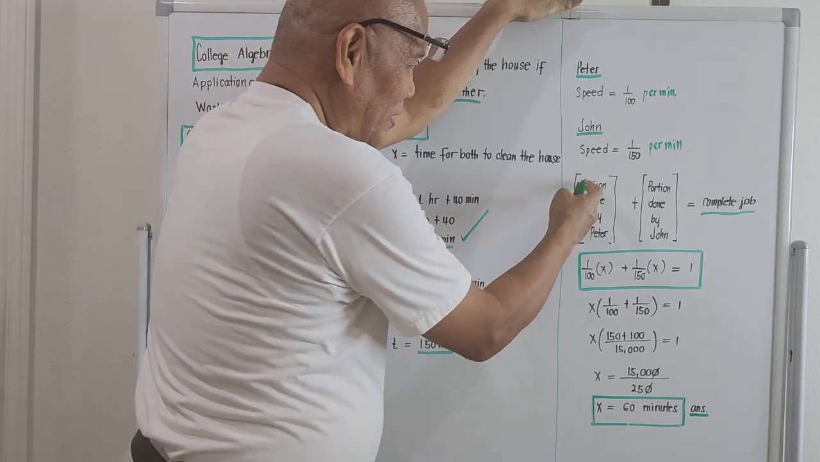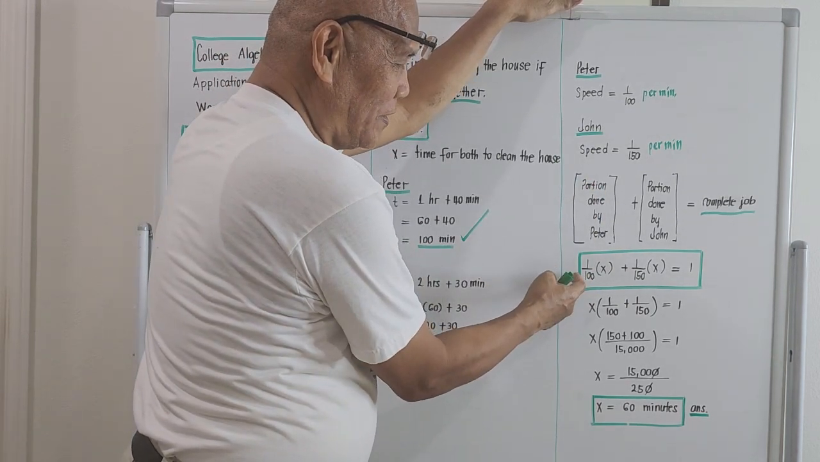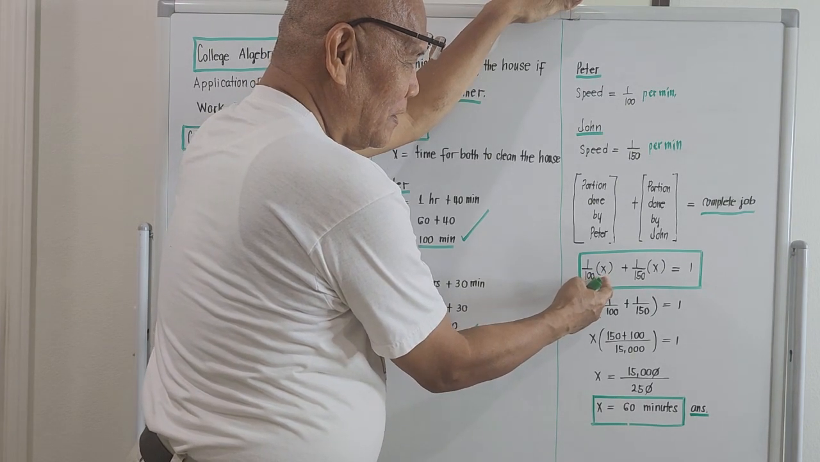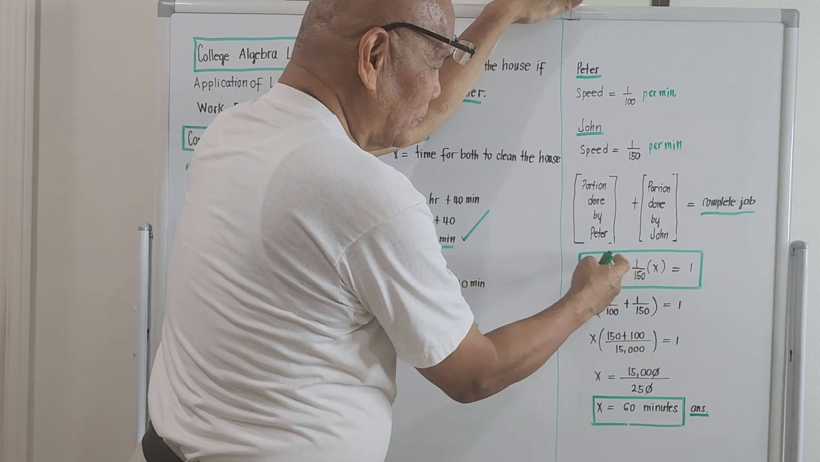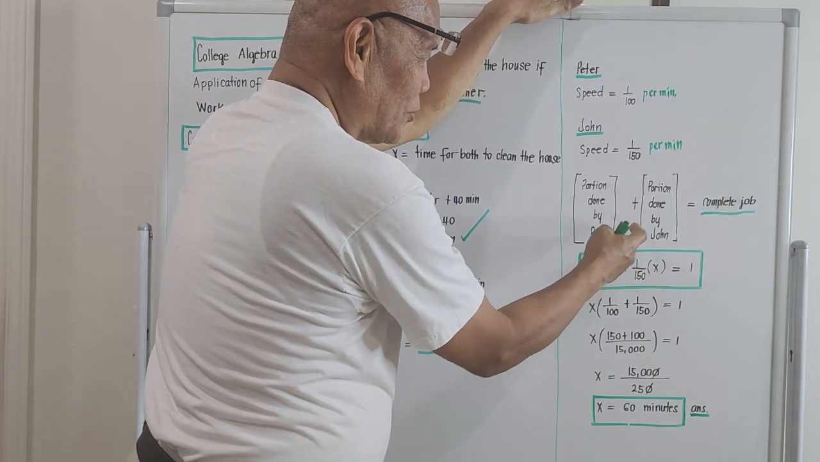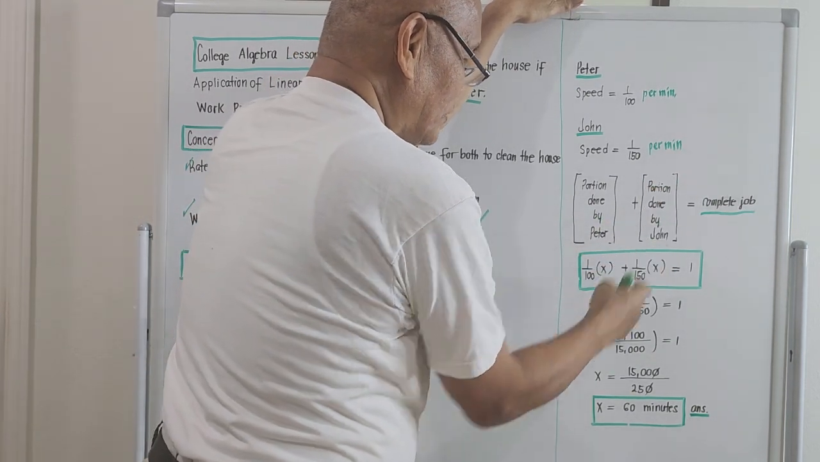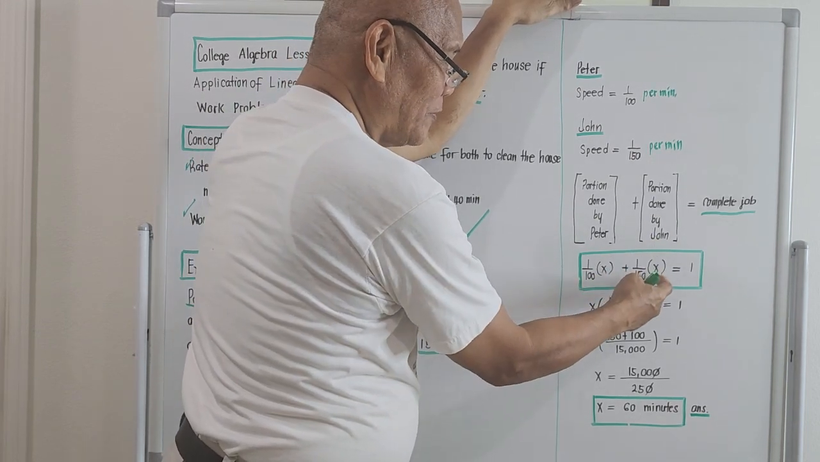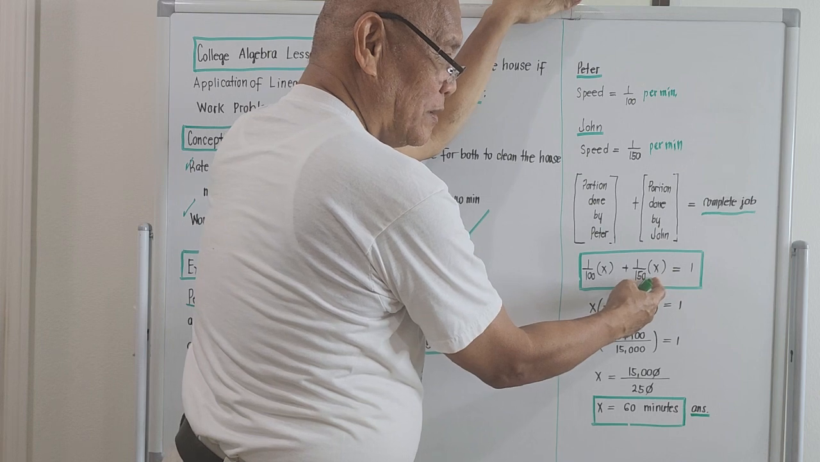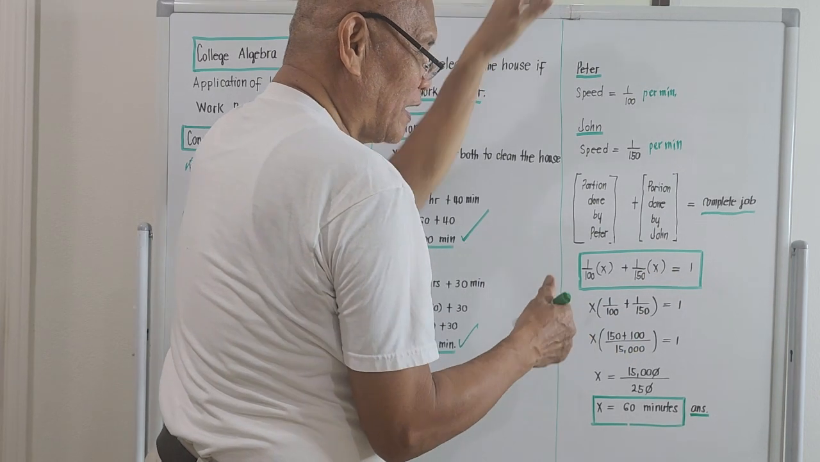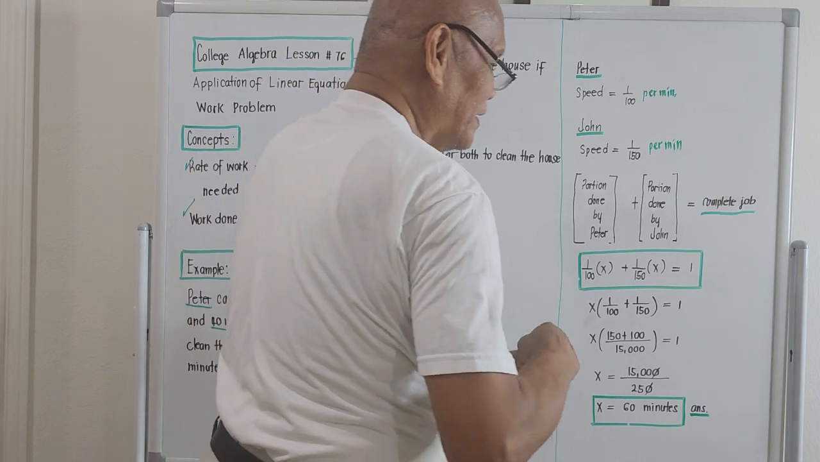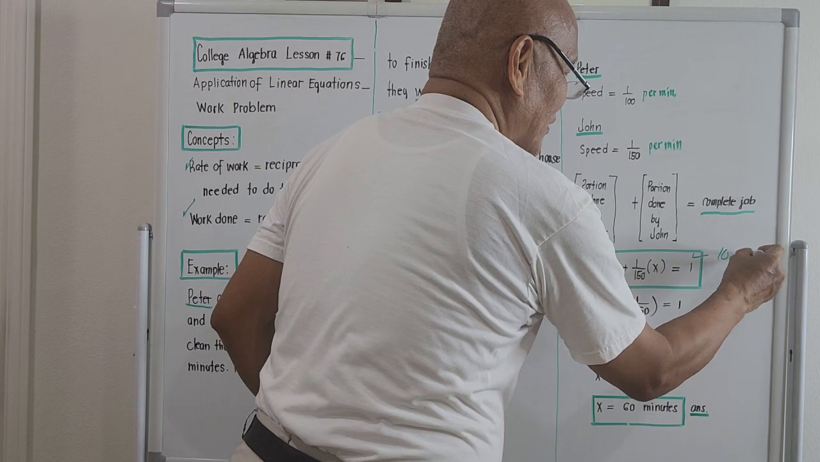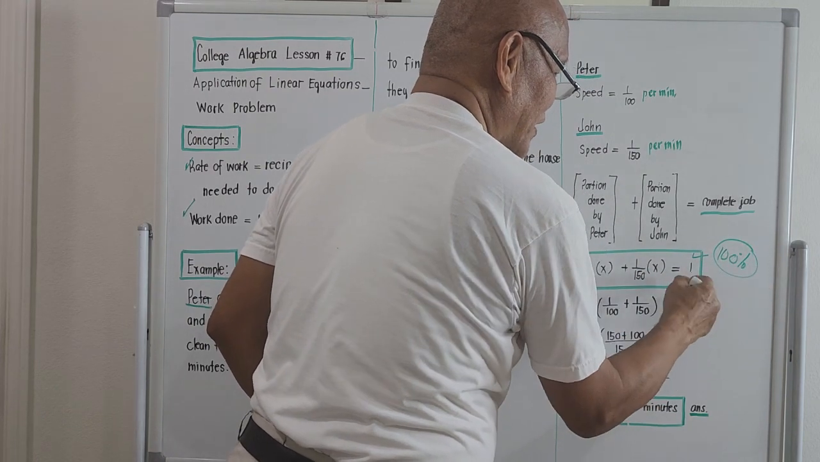So the portion done by Peter is actually the rate of Peter times the unknown time, and the portion done by John will be the rate of John, which is 1 over 150, times the unknown time. Okay? And the right hand side should be 1. Why 1? 1 is 100% already. You finish the whole job, right? So the right hand side will be 1.